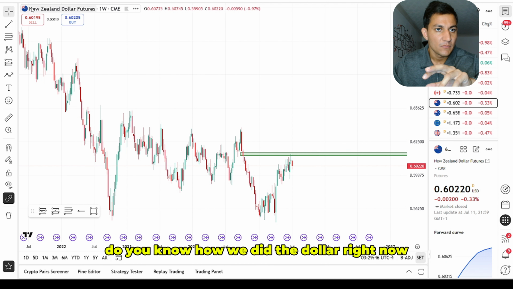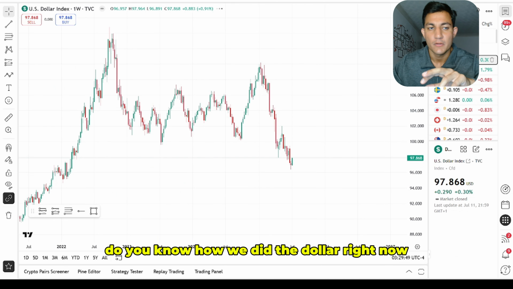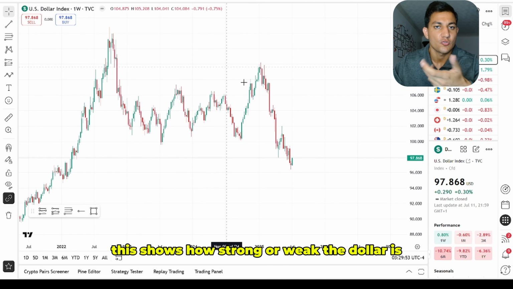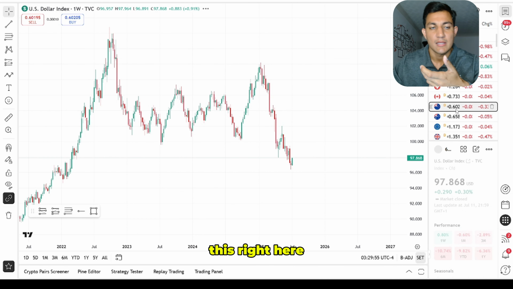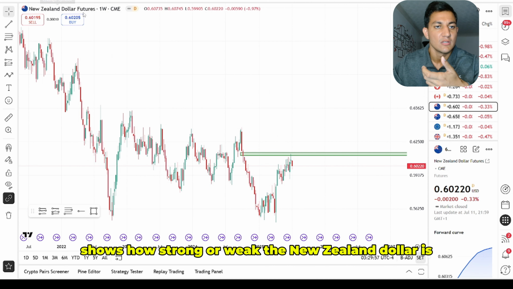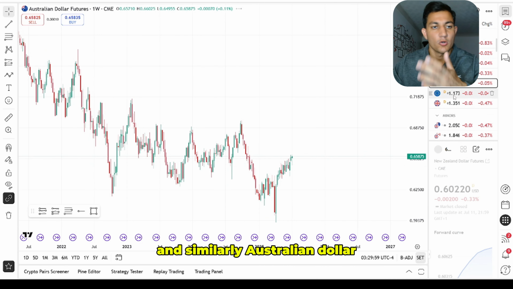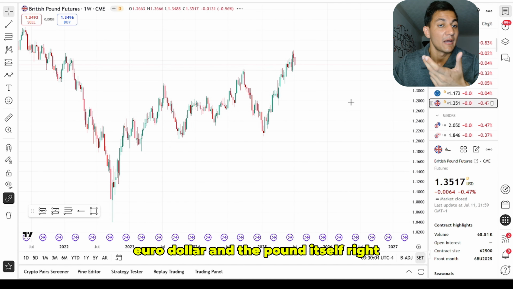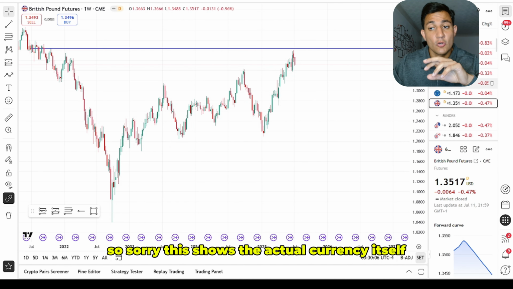Do you know how we did the dollar, right? Now, I know we did DX, but essentially it's the same thing. This shows how strong or weak the dollar is. This right here shows how strong or weak the New Zealand dollar is. Similarly, Australian dollar, euro, and the pound itself, right? So, sorry, this shows the actual currency itself.